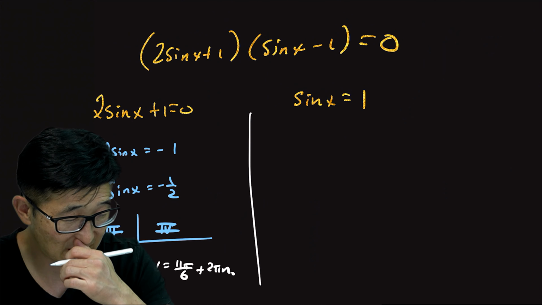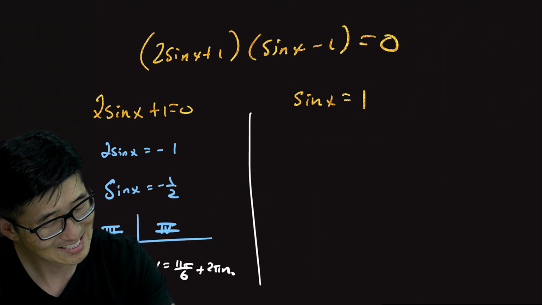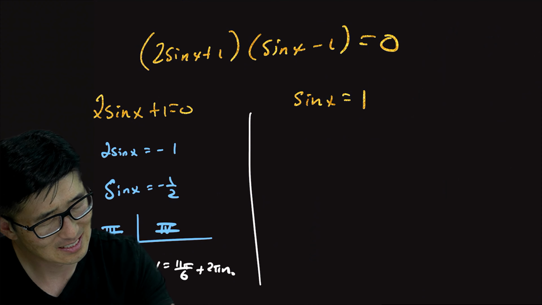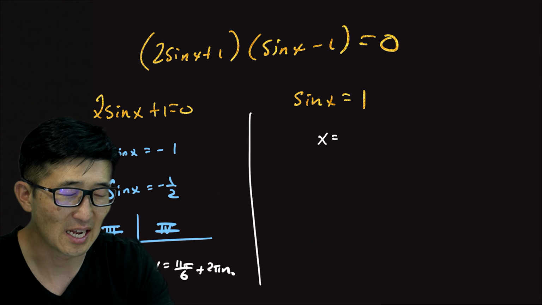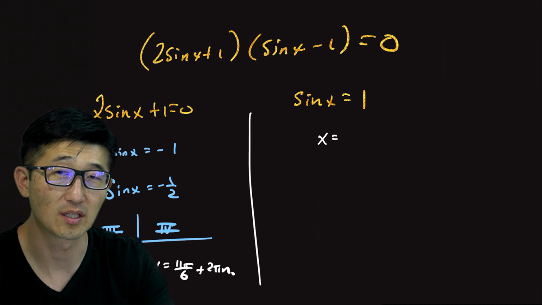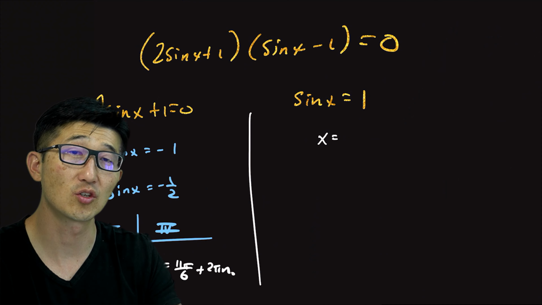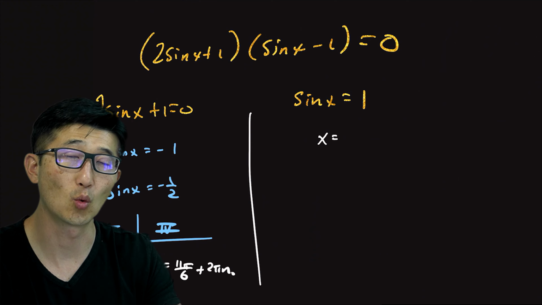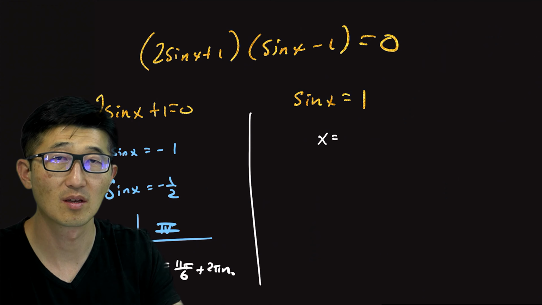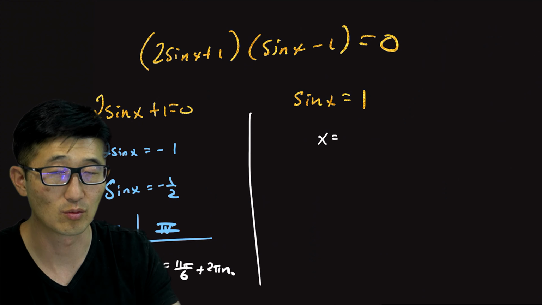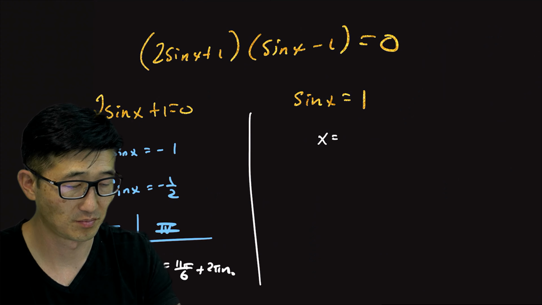All right, how about this one here? So it's positive, so it has to be the first one. How many places is sine a positive 1 value? Just one. Where on the unit circle? It's the y-coordinate 1. It's on the first one, like right here. Yeah. So what is that in terms of radians? Oh, sorry. Pi over 2.